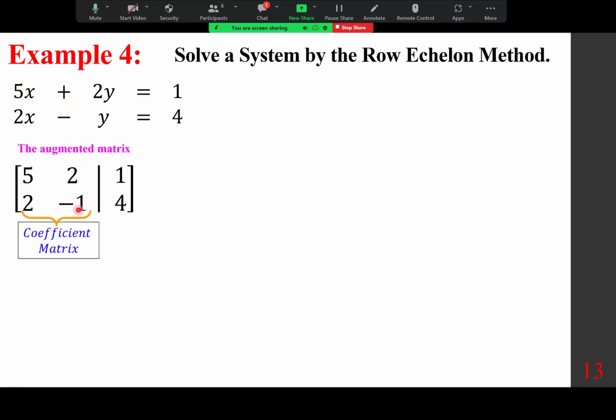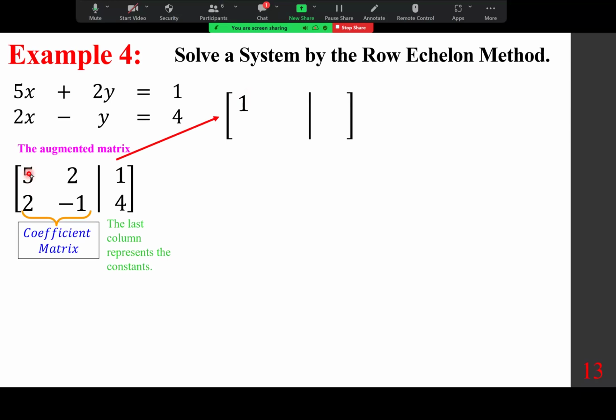So as I mentioned, this is called the coefficient matrix. This is called the constant matrix. Okay, so I wanted to make sure we know that. And what do we want to achieve? We want to put it in row echelon form. Remember, the row echelon form says the first entry we want it to 1. So we want the very first entry, we want 5 to change to 1.